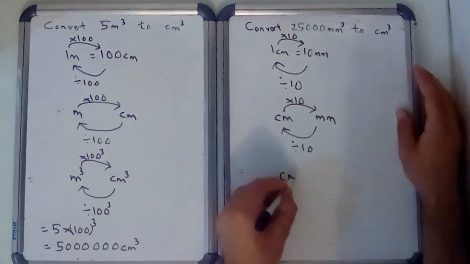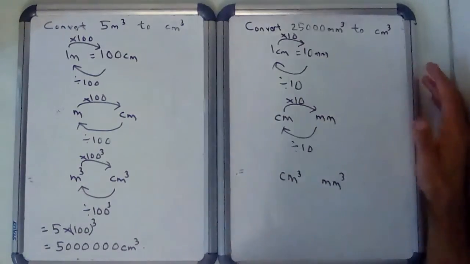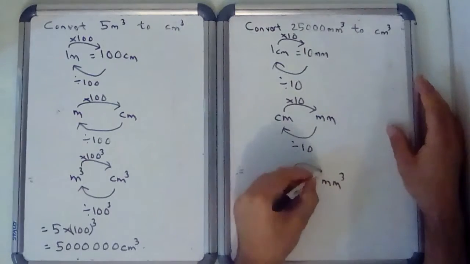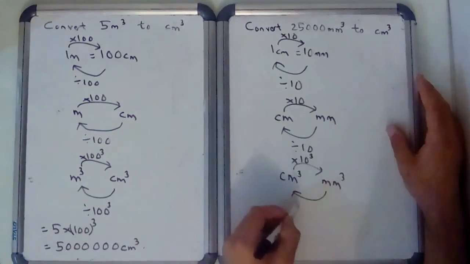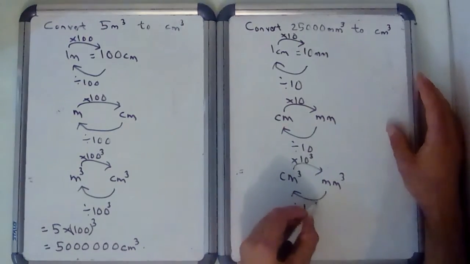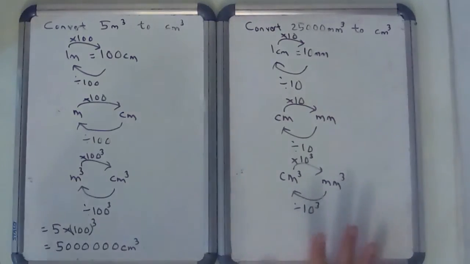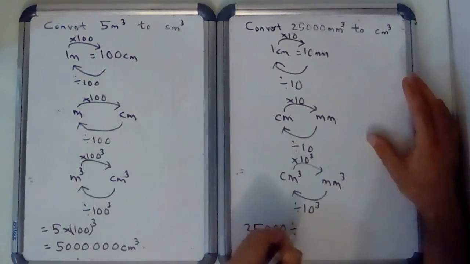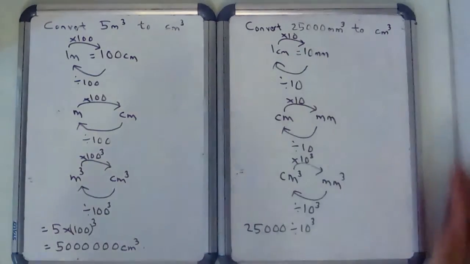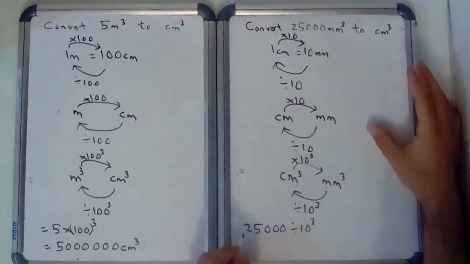So if I want to do a volume conversion, which I do, to go between cubic centimeters and cubic millimeters, from centimeters to millimeters, I times by 10 cubed. To go from millimeters cubed to centimeters cubed, I divide by 10 cubed. So we are going from millimeters cubed to centimeters cubed, so we need to divide by 10 cubed. The calculation is 25,000 divided by 10 cubed, which, just think of that as divide by 10, divide by 10, divide by 10 again. So we need to divide it by 10 three times.